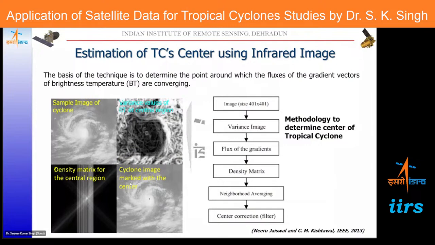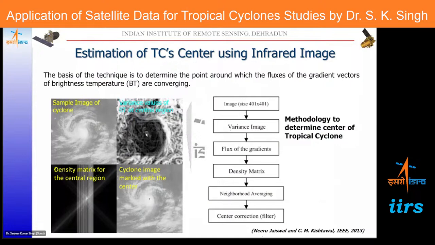Using geostationary satellite information, how can the center be detected? One of the studies I have kept here was again done by Neeru Jaswal and Dr. Singh. They used the IR image, the brightness temperature of the infrared channel. During the tropical cyclone period, they took the brightness temperature and computed the variance of this image. First, the first guess center was taken from either IMD or JTWC.